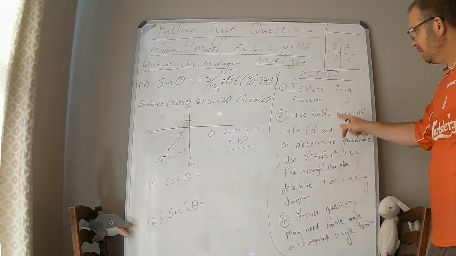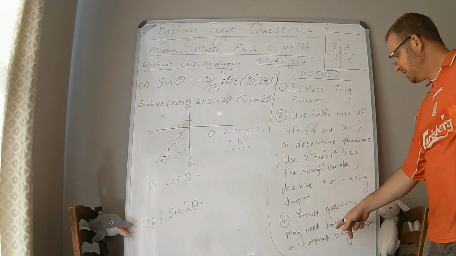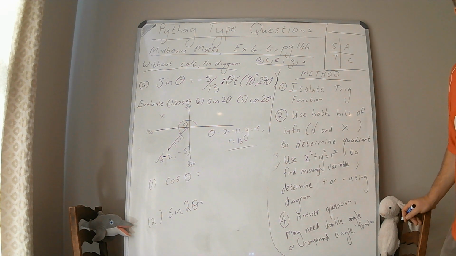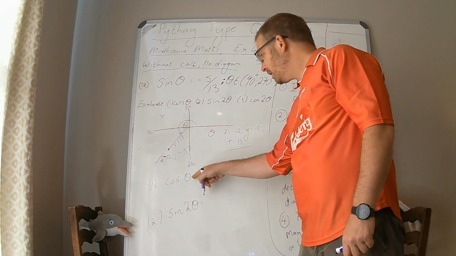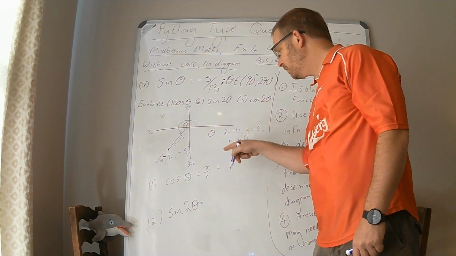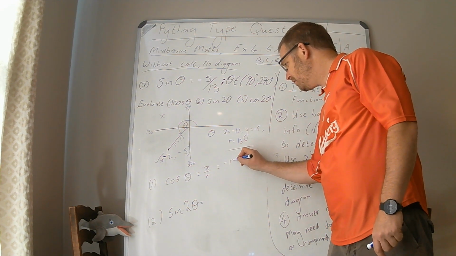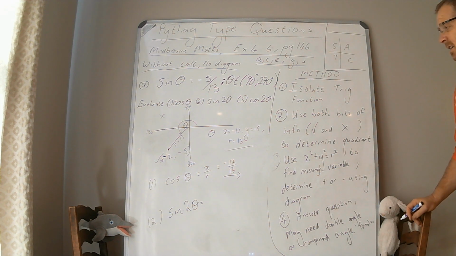Then once we've done that, we can start engaging with the questions that are asked. So last step, answer the question, and this is the one difference compared to last year, you may need a double angle or compound angle formula to answer these questions. So the first question is pretty straightforward. Cos is the ratio of the x coordinate over the radius. We're working with angle theta, so the x coordinate is negative 12 and the radius is 13. So cos theta will be equal to negative 12 over 13.